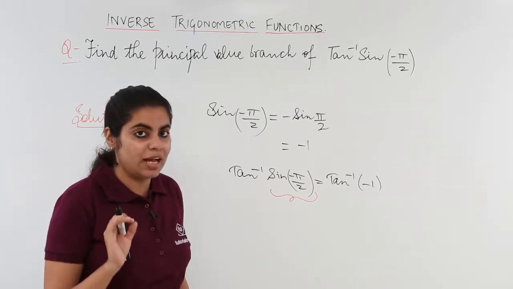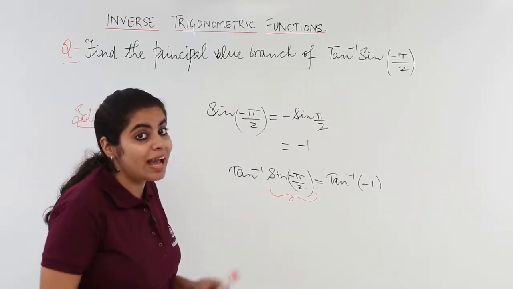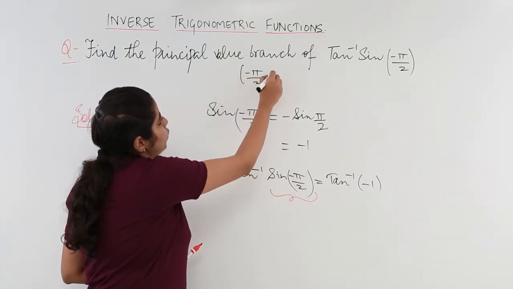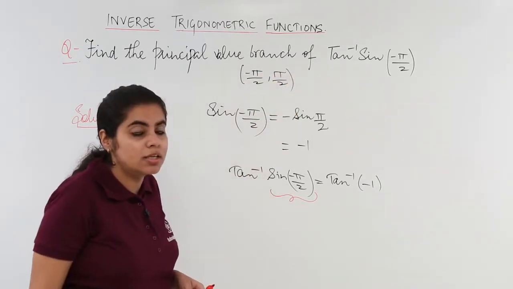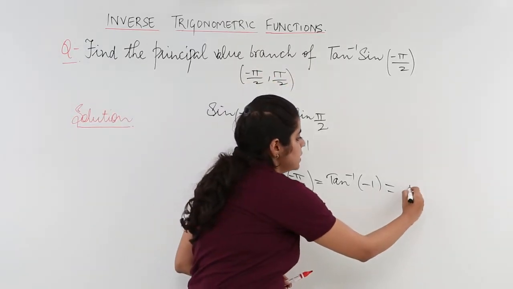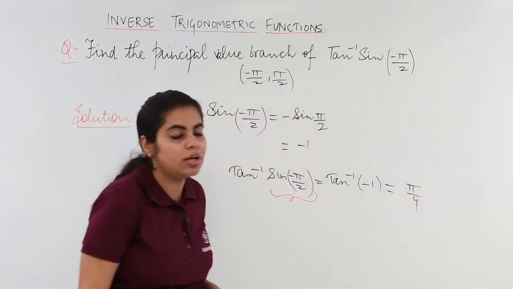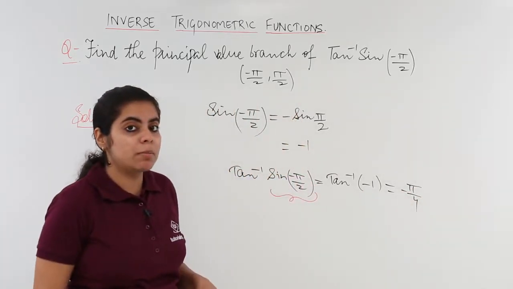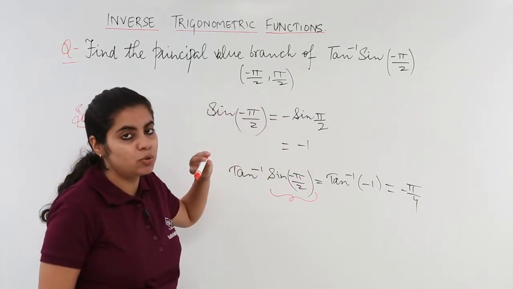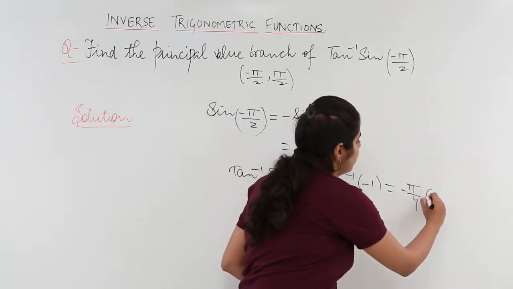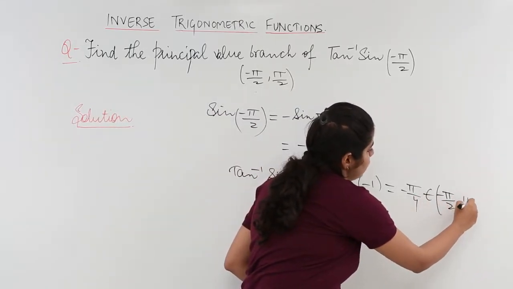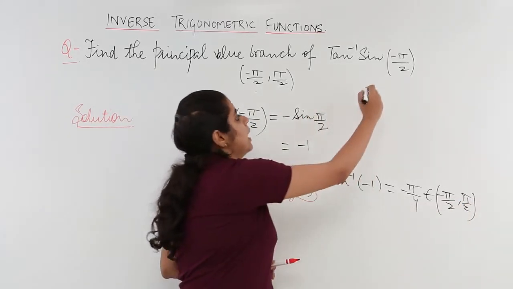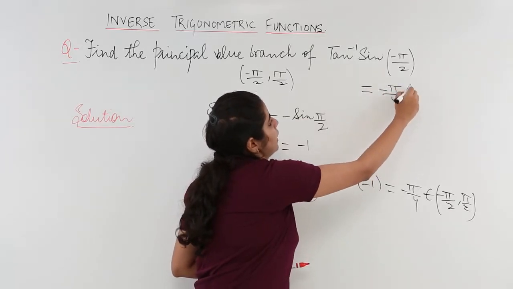So the value of tan which gives me the answer as minus 1 and it lies in the principal value branch, which is minus pi by 2 to pi by 2 open, for tan is what? It is 45 degrees, but 45 degrees is pi by 4 and here it is negative, so it has to be minus pi by 4. Now minus pi by 4, does it lie in this range, minus pi by 2 to pi by 2? Yes, minus pi by 4 belongs to minus pi by 2 to pi by 2. Hence my answer to the question is equal to minus pi by 4.